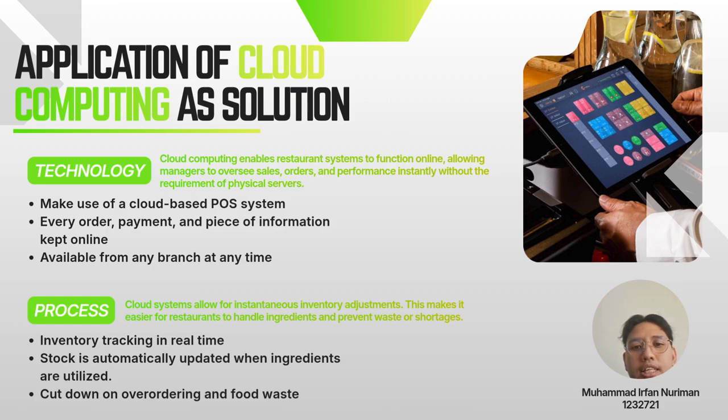In addition, cloud systems also improve internal processes, especially in inventory management. For example, stock levels are updated in real time whenever ingredients are used. This helps businesses manage their ingredients more accurately by reducing overordering, minimizing food waste, and avoiding shortages.